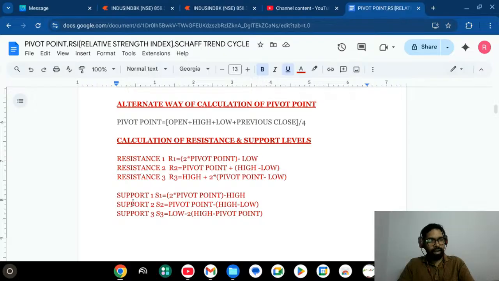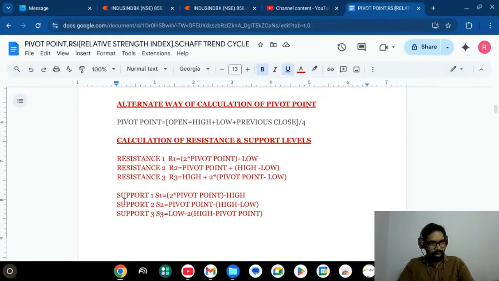The resistances will be calculated as: R1 equal to 2 times pivot point minus low; R2 equal to pivot point plus high minus low, where you need to calculate the brackets first, then add. R3 is the high plus 2 times pivot point minus low. You need to calculate pivot point minus low first, multiply by 2, then add the high.